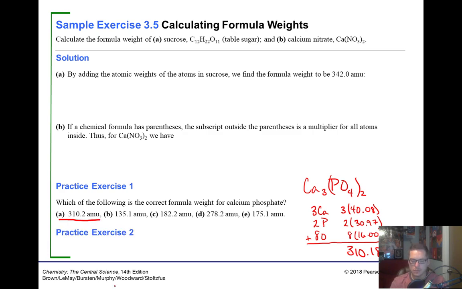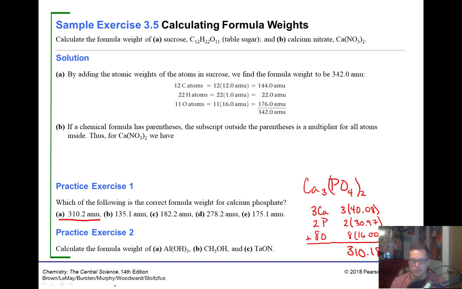Easy stuff. And another practice problem. You can do those on your own. To double check your work, simply type in that formula on Google and it'll bring it up right away.